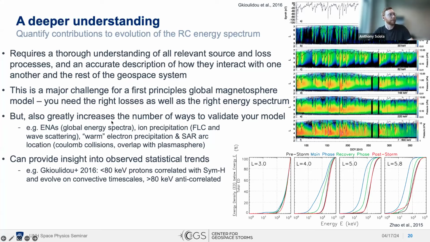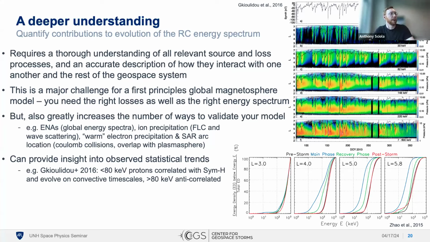And also, a positive of this is the more sources and losses we add into the model, the more it increases the number of ways we can validate our model. For example, we can calculate synthetic ENAs from the simulation and compare with spacecraft like TWINS and HENA and MENA and all that. We can also look at things like ion precipitation, warm electron precipitation, see where subauroral red arcs are forming, seeing if we're matching with that in our simulations, and gaining all these leverage points to scrutinize the model and then improve it where we can.